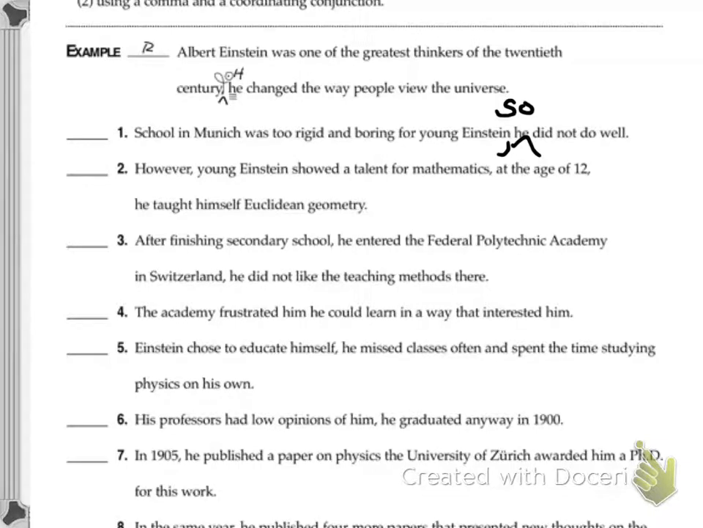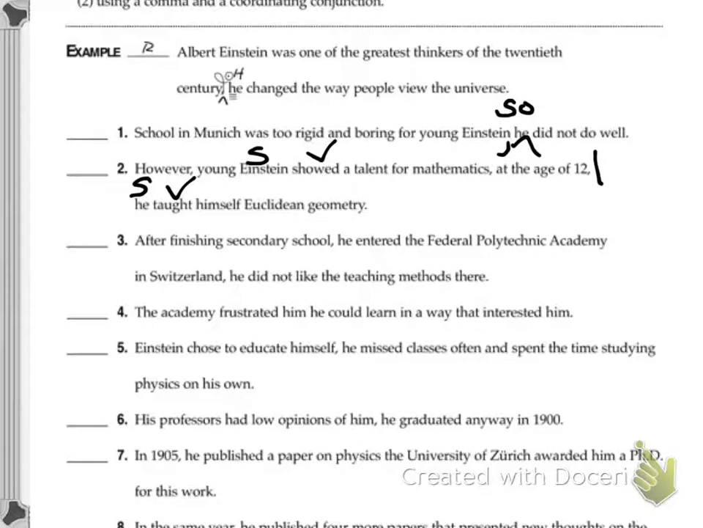Okay, let's look at number 2 together also. However, young Einstein showed a talent for mathematics at the age of 12. He taught himself Euclidean geometry, a word I don't know. All right, so again, we have the subject here and the verb here. And then we have a subject here and a verb here. So let's divide that sentence in half. However, young Einstein showed a talent for mathematics at the age of 12.